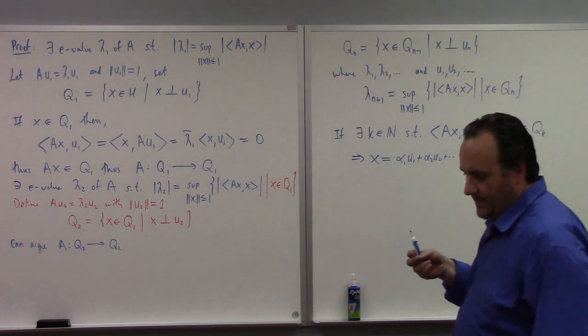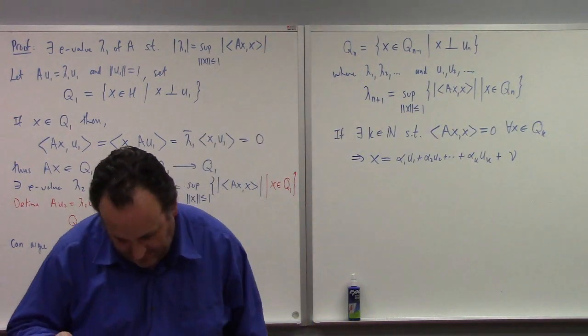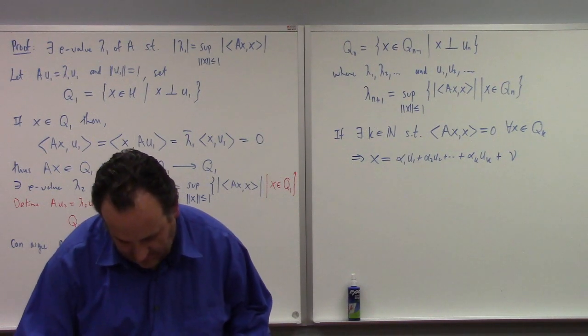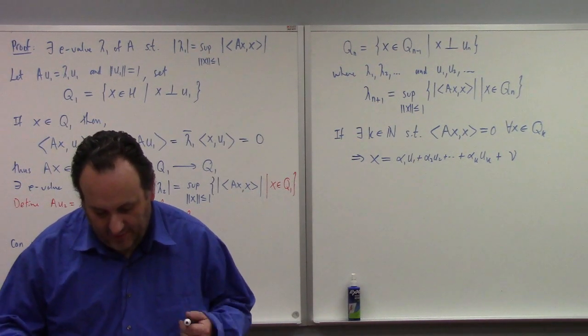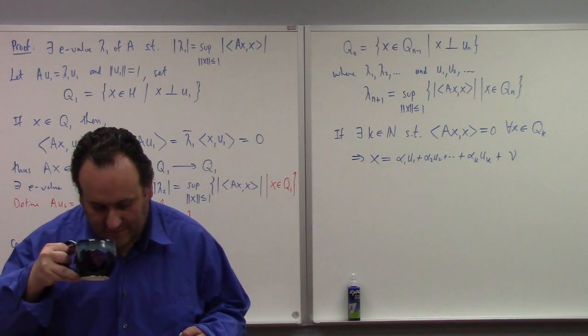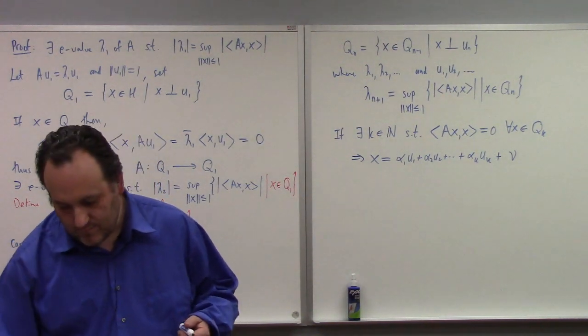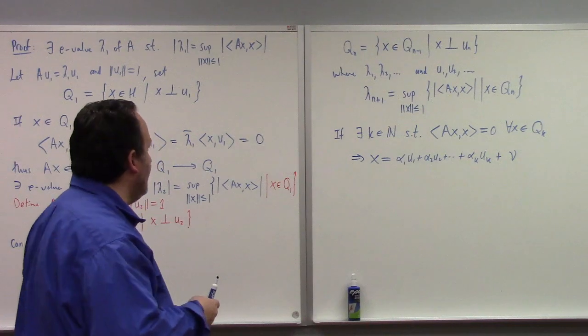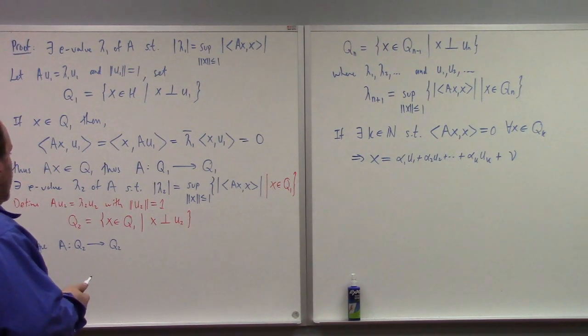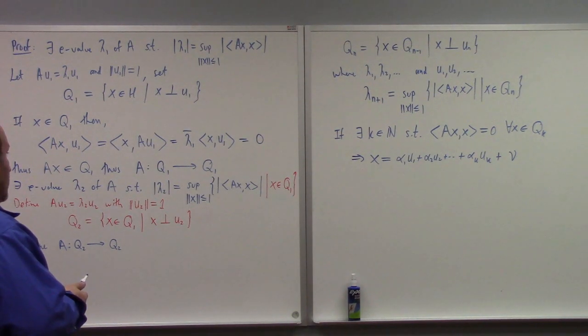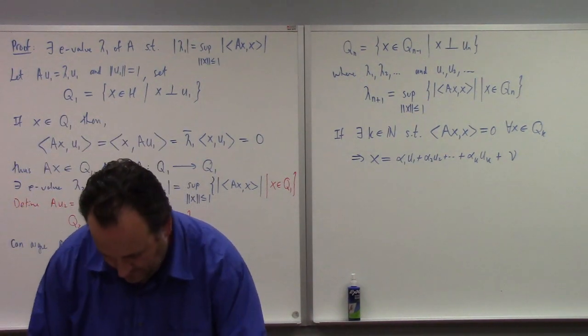Isn't that what we're trying to get? Yeah, that is what we're trying to get. I'm just trying to understand why that's the next step here. Then he says every element x of H has a unique representation like that.